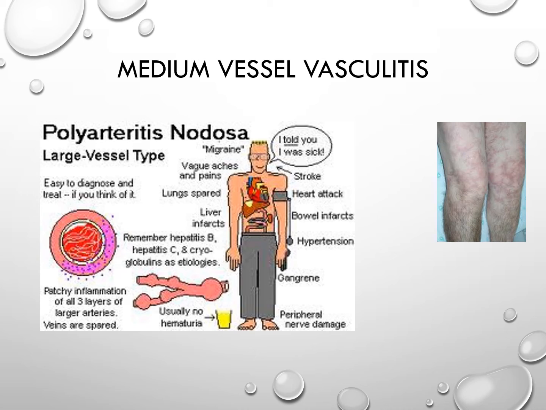So PAN and Kawasaki are considered medium vessel vasculitis. In PAN, you all know it's a medium-sized vasculitis, so we don't have lung involvement, because the lung is mainly involved in small vessel vasculitis. The kidney involvement here is related to medium-sized vessel involvement, so it will end up with necrosis, hypertension, and hematuria. So it will not present like glomerulonephritis.